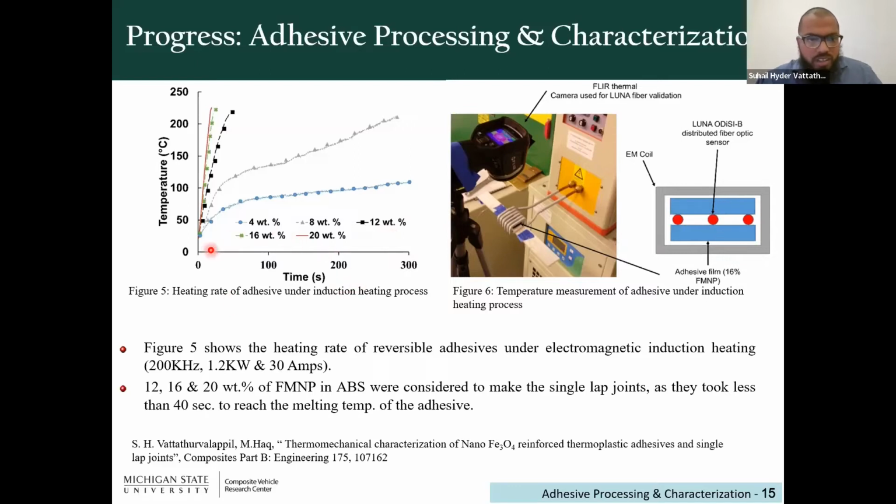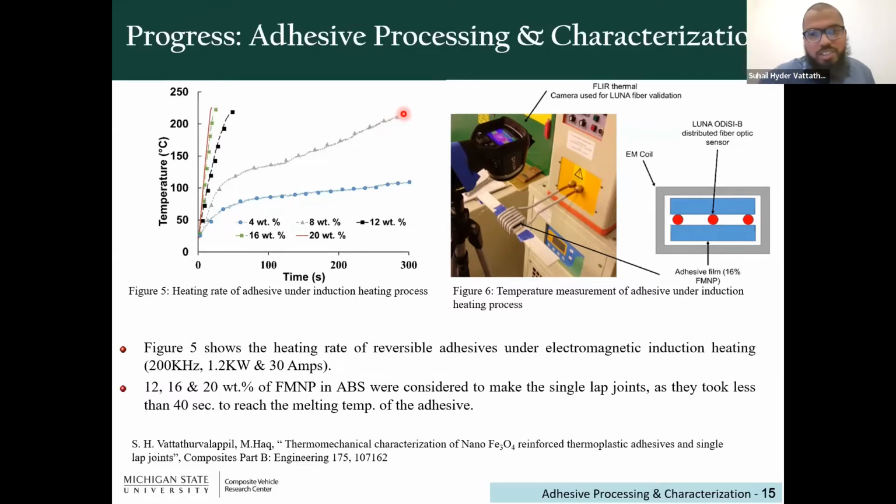For instance, in the left-hand graph, the y-axis is the temperature and the x-axis is the time, for a reversible adhesive with different weight percent of ferromagnetic nanoparticles. With smaller weight percent, it takes longer to reach even 100 C, and it doesn't reach the melting point of ABS. We just wanted to try what the optimum weight percent is. When we go to 8 weight percent, it reached nearly the processing temperature of the thermoplastic.